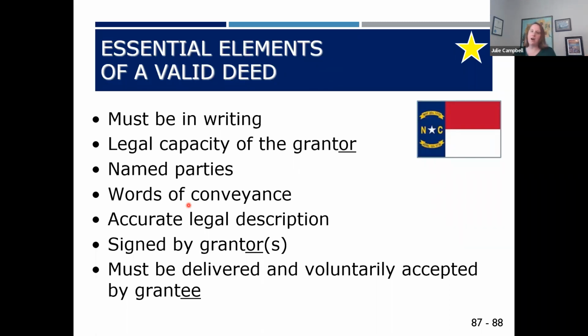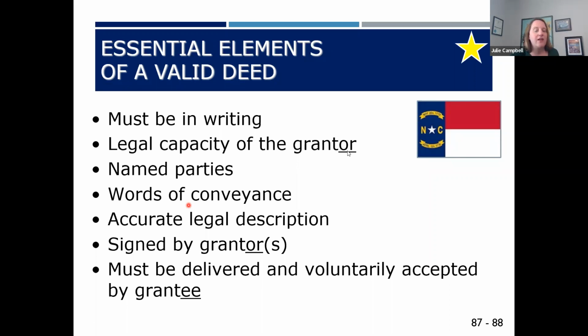And again, when the judge is trying to determine if the deed is valid or not, this is what he's looking for. The first thing is that the deed has to be in writing. Well, that makes sense. We just said that the title was the idea and the deed was the proof, the documentation. So obviously it's got to be in writing. To convey a valid deed, the grantor has to have legal capacity. They've got to be in their right mind to know that they are conveying their property.